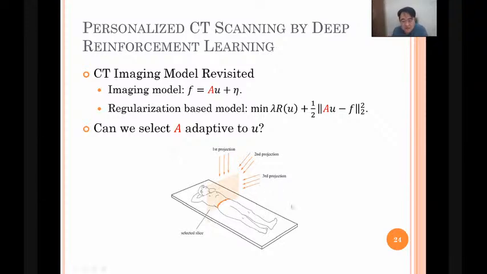answer. So basically, the angles, including the number of angles and the specific angles, and also the amount of dose at each angle. It turns out that you can actually formulate this problem, and as a matter of fact, many sensing problems, using mixed integer programming. The integer variable is just the angles, and the real-valued variable is the dose in this specific case.